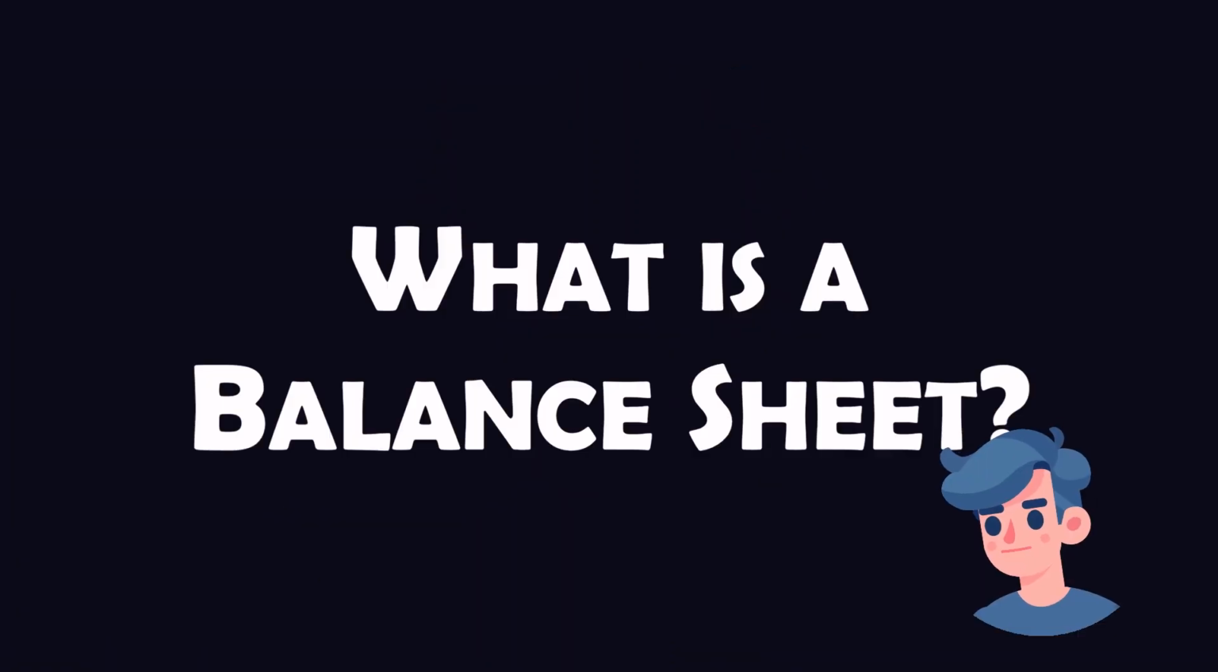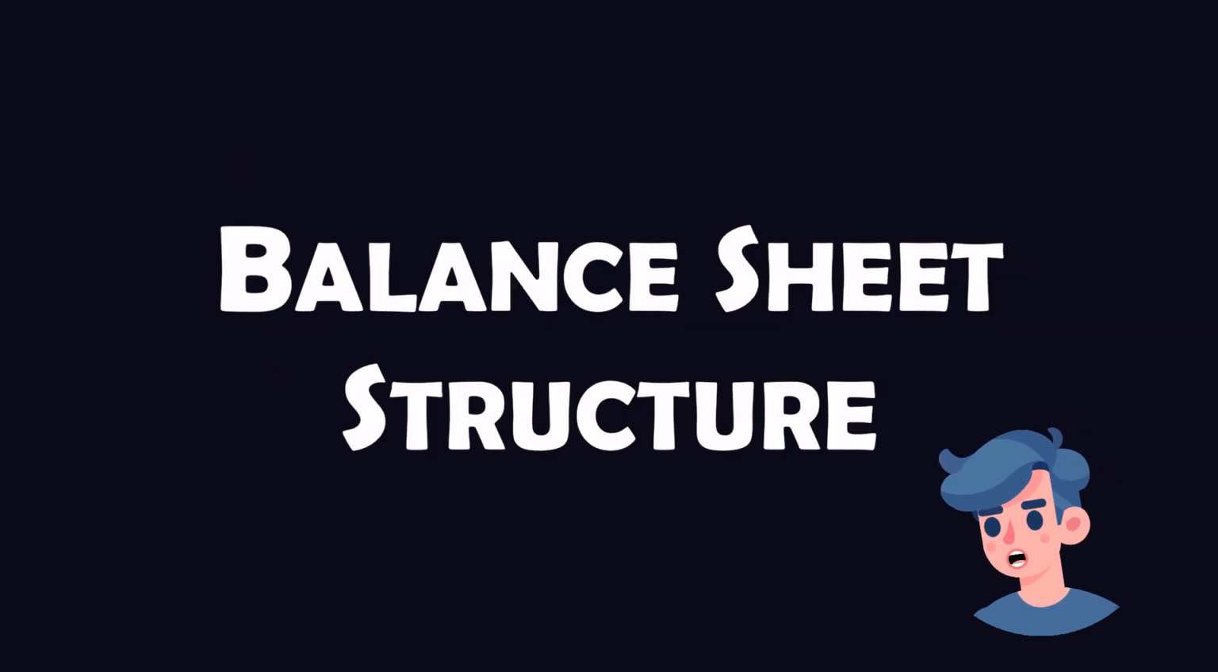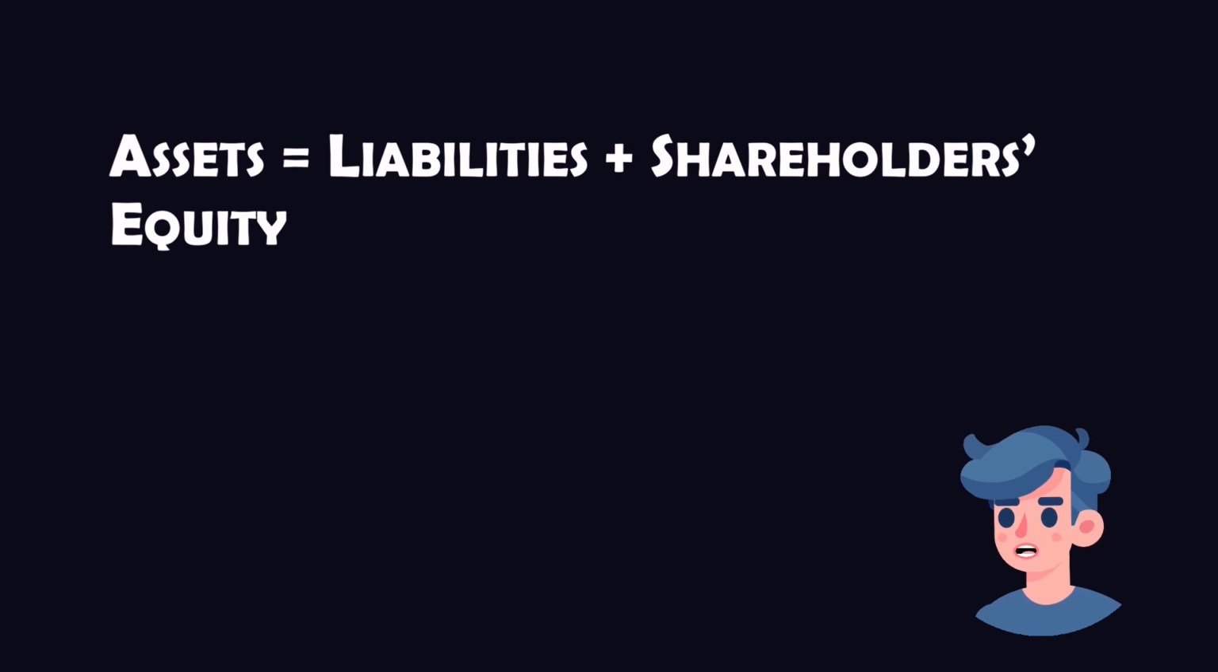A balance sheet is one of the primary financial statements used to assess the health of a business. It presents a snapshot of the company's financial position at a specific moment in time. A balance sheet comprises three main sections: assets, liabilities, and shareholders' equity. The formula that it follows is assets equals liabilities plus shareholders' equity.